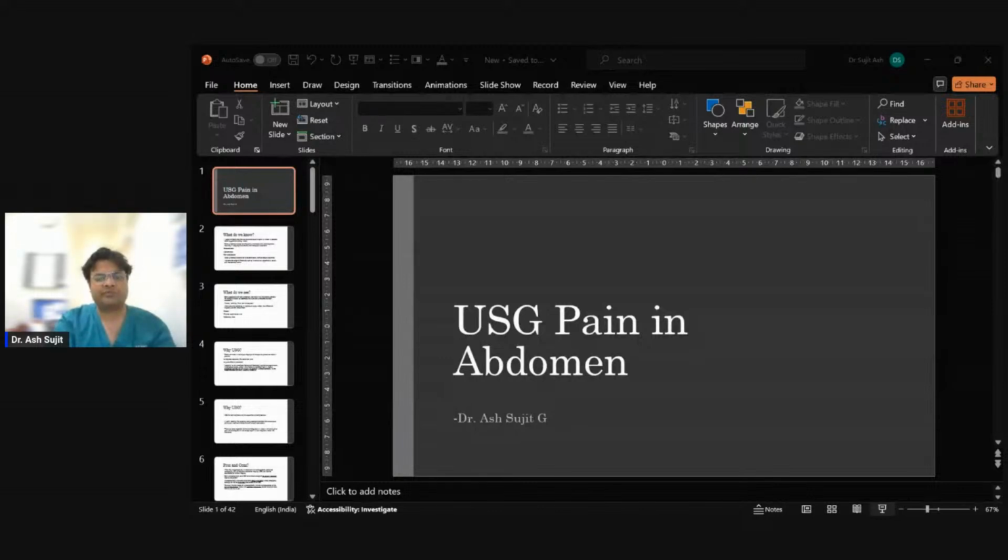Coming to the second most common thing that we see, endometriosis. Ideally, endometriosis is a diagnosis of exclusion, where nothing else fits. You think about endometriosis in pain in the abdomen, because the diagnosis of endometriosis is made by laparoscopy.